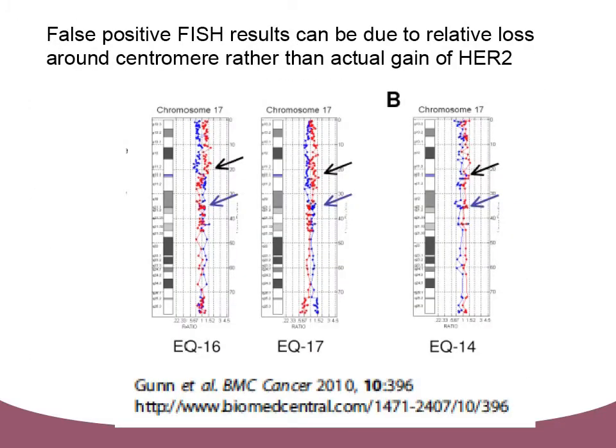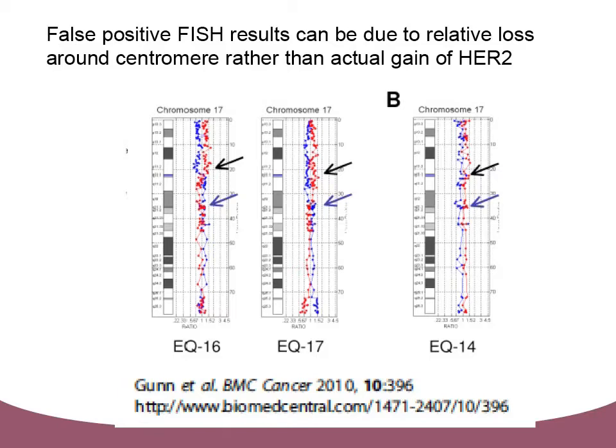So we asked, well, is this known? Well, a quick PubMed search said, yeah, there's already data out there that shows that false positive FISH results can be due to relative loss around the centromere rather than actual gain of HER2, and it's estimated about 20% of the cases are false positives, and that arrays can be very useful in really giving you confidence in the correct answer. And so this was data from a paper that was published in 2010.